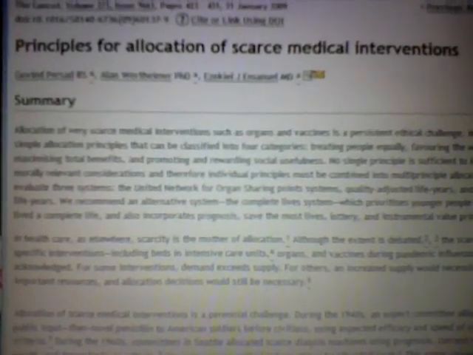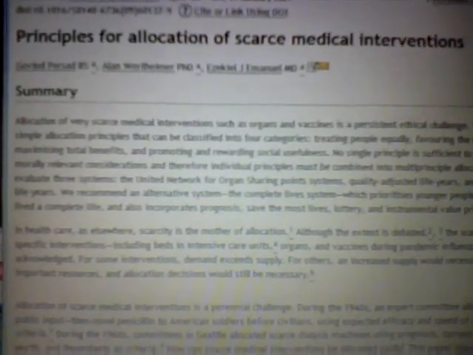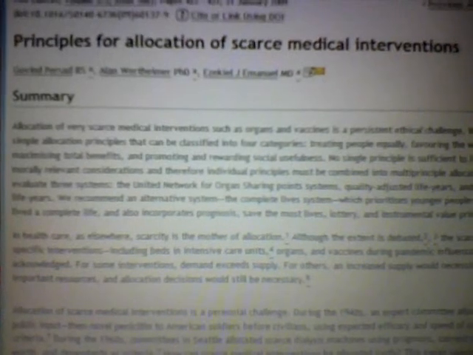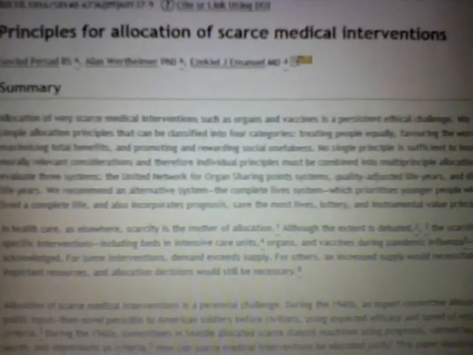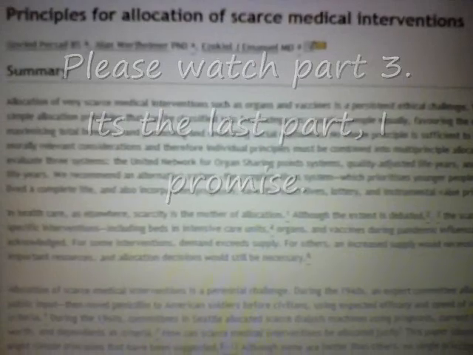So let's just see what he says we should do in a situation where medical interventions become scarce. And he bases this on the distribution of vaccines and organ transplants. Every time he refers to it, he's saying organs and vaccines. But this could be applied across the board.